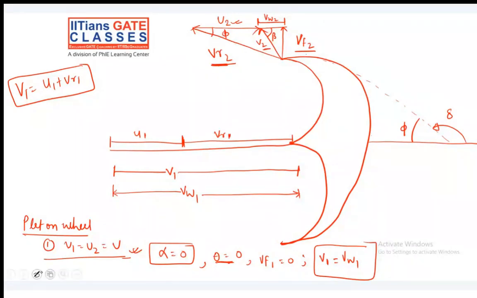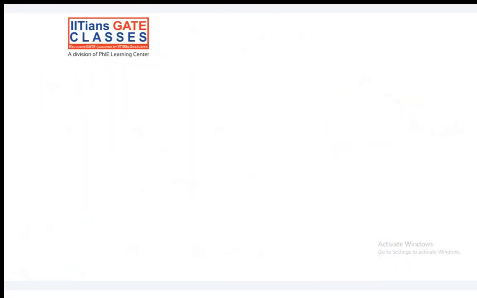Okay. Now the next few things are very important, so please follow carefully. First thing is u1 is equal to u2, and this is equal to u. That means this is nothing but pi d n by 60, where d is the diameter of the wheel, and n is the number of revolutions per minute of the wheel. So first thing, we should know this.